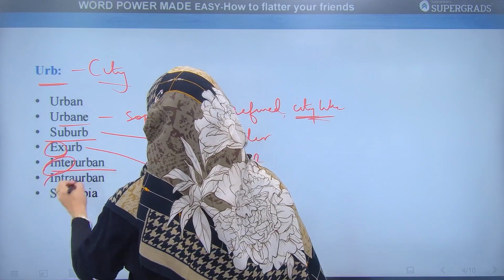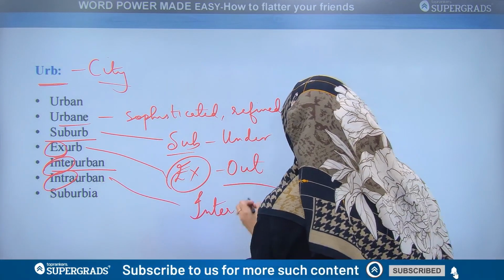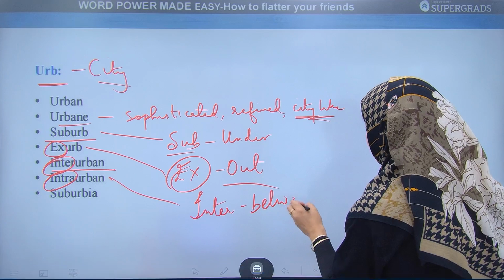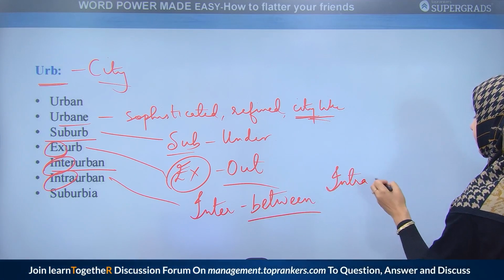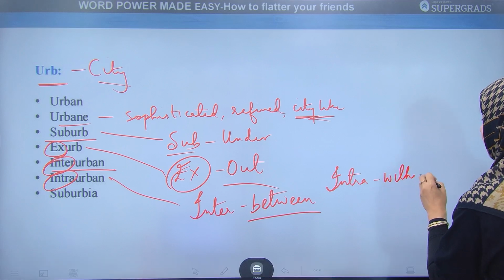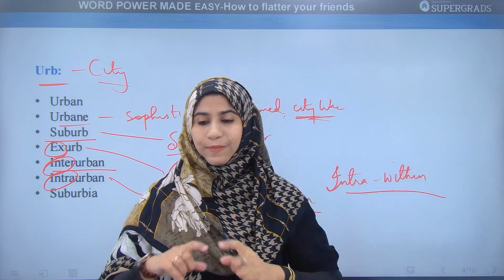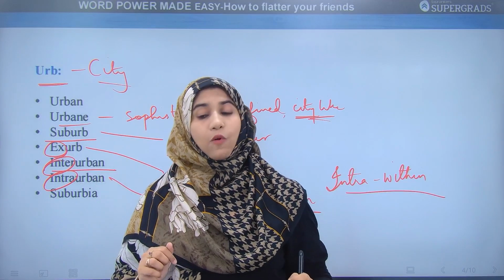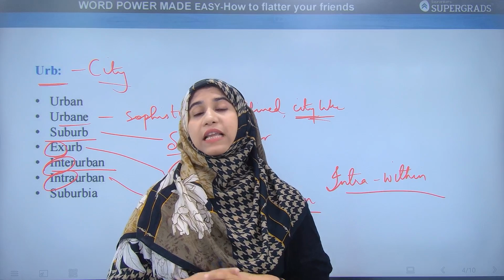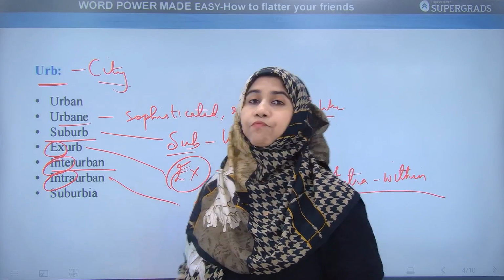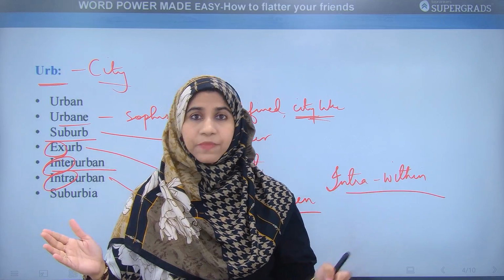Interurban, inter and intra, also we know the difference. Inter means between two groups or multiple things, right? Intra means within. So when I say intra-urban, it means within a city. When I say interurban, it means between two cities. So if I say there is an interurban bus, it means a bus that is commuting between two cities.